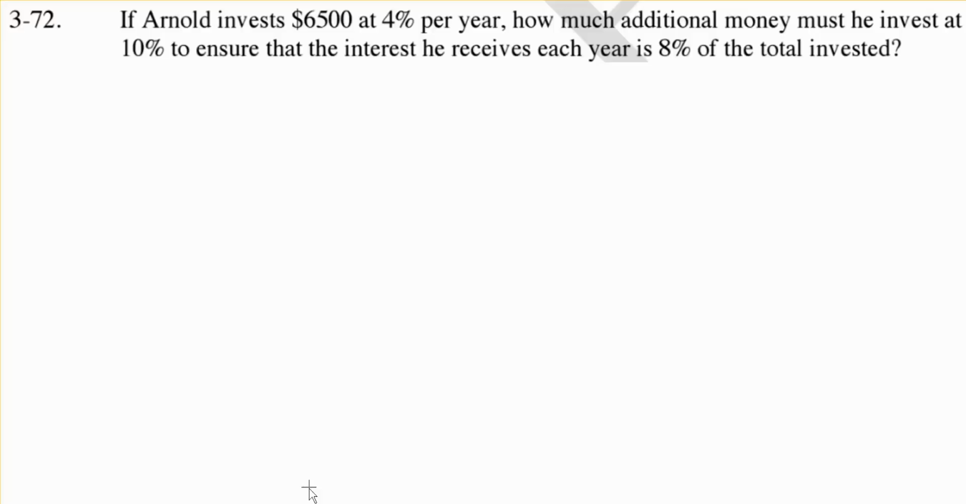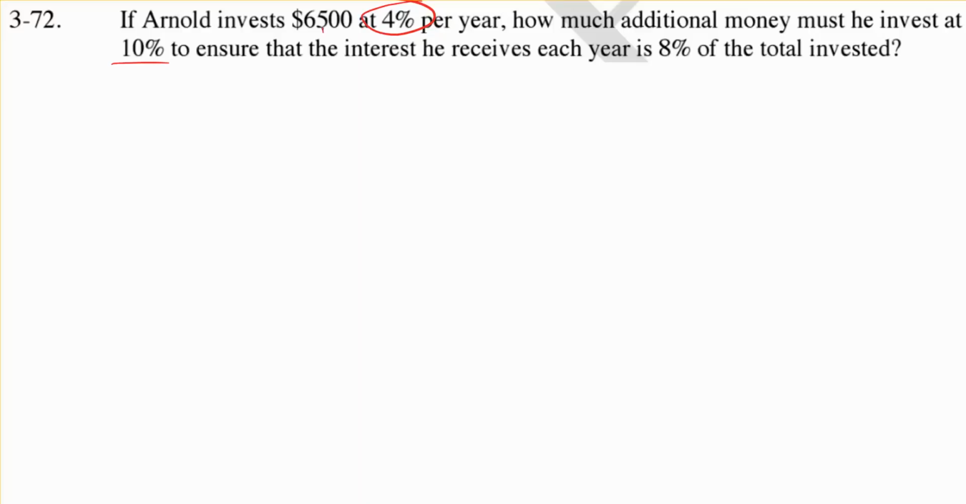If Arnold invests $65,000 at 4% per year, how much additional money must he invest at 10% to ensure that the interest he receives each year is 8% of the total invested? First, I'd talk about it and say, if he's doing something at 4%, but he wants to get to 8% and he's going to add a 10, the number we're going to add in for money is probably going to be bigger than 6,500. Does that make sense?